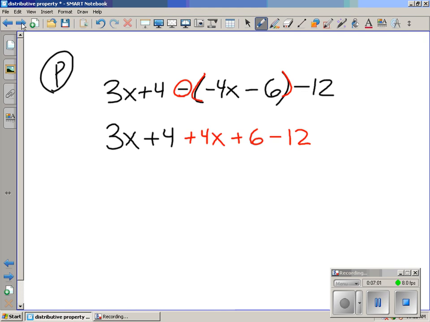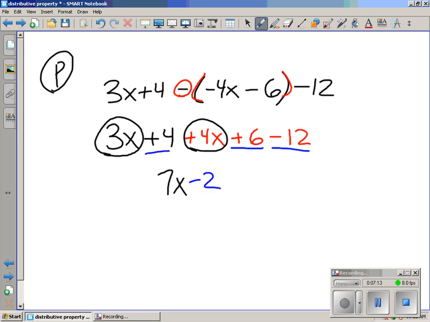From here I can combine like terms, so I have a 3x, and I have a 4x, we get 7x. Then 4 plus 6 is 10, and then if you subtract 12, you'll be at -2, so it's 7x minus 2. If you look at it the other way, I'm just going to write it really quickly.